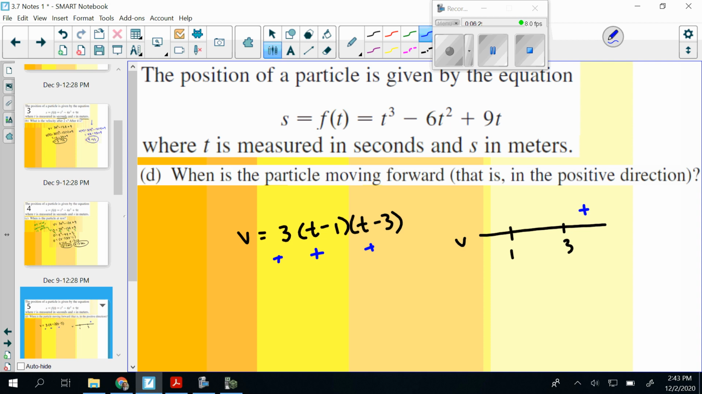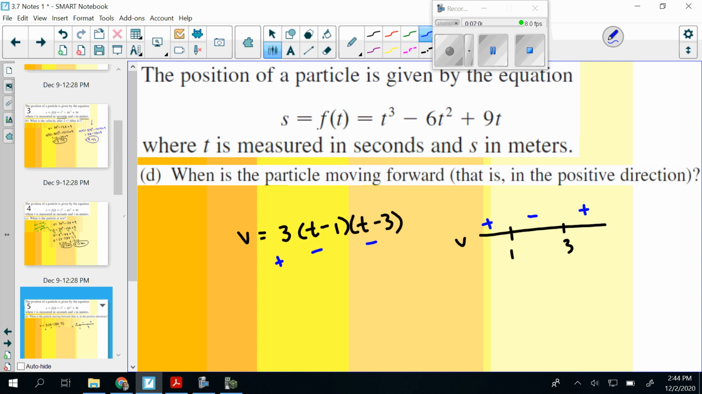If we put in a number in between, like 2, we know this comes out negative because we got positive 3. 2 minus 1 is positive, but 2 minus 3 comes out negative. If we multiply 2 positives and a negative, that's going to move in the negative direction. If we put in something less than 1, like 0, this is going to be a positive 3. That's negative, but multiplying those, that becomes positive as well.